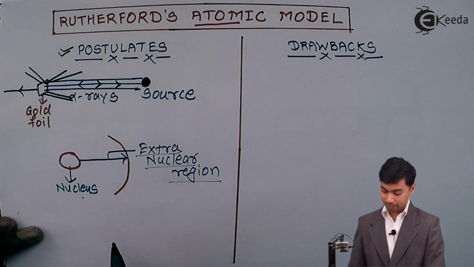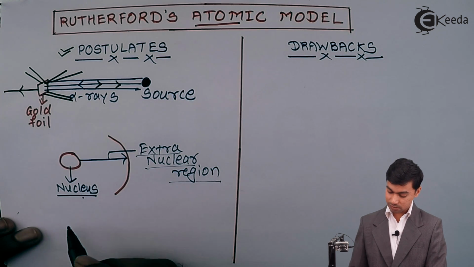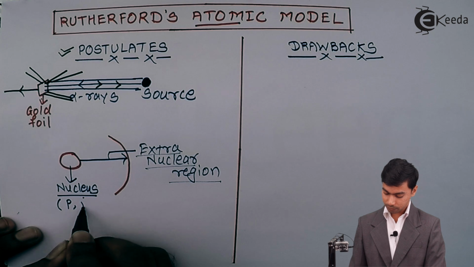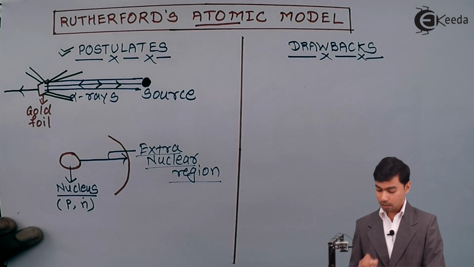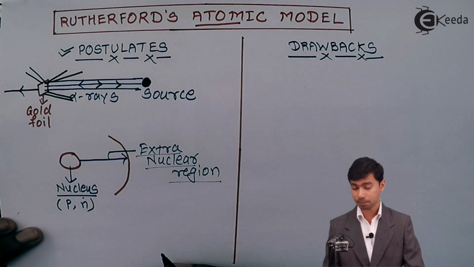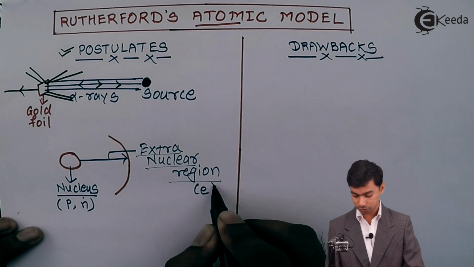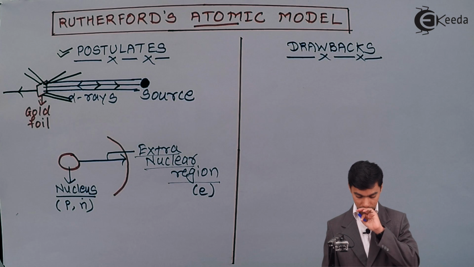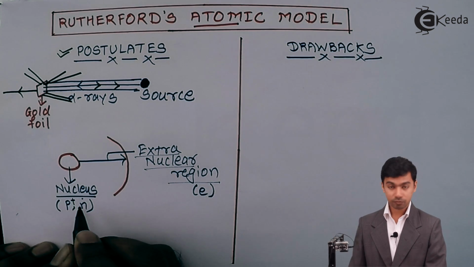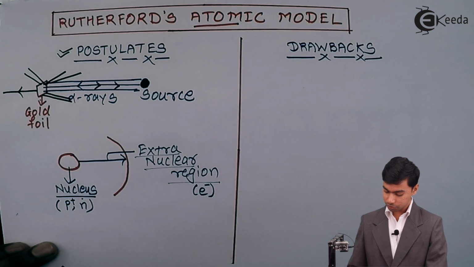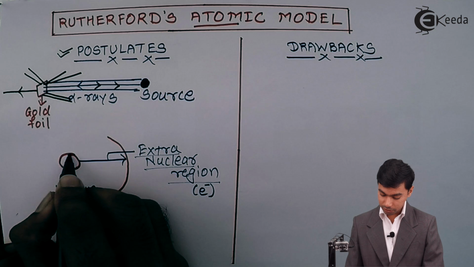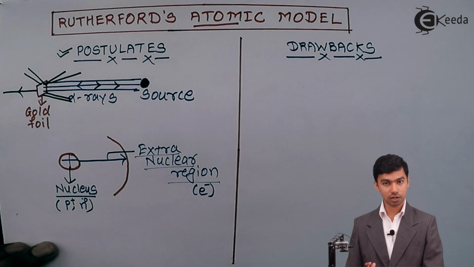He also assumed that these two are not the final separation of an atom. He assumed that the nucleus is again made up of some subparticles called protons and neutrons. And in the extranuclear region, there are again some subparticles called electrons. Now, the proton has positive charge, electrons have negative charge, and neutrons have no charge. That is why the nucleus has positive charge.